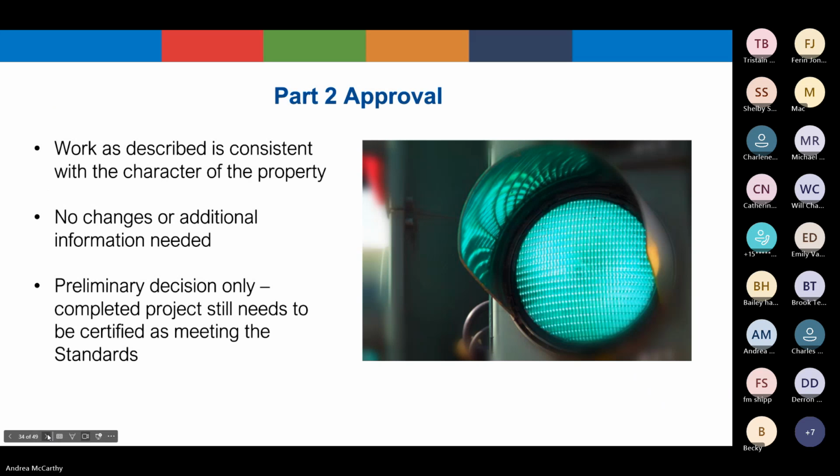If your Part 2 application is approved, it means that your Part 2 work description as presented appears to meet the SOI standards. If you receive an approval, you may proceed forward with the project and are not required to make any changes or submit additional information unless changes are made to the project down the line. Once again, this is a preliminary determination based on the written description. The completed project will still need to be reviewed to ensure the finished work does in fact meet those standards.